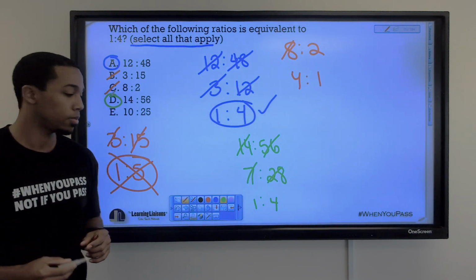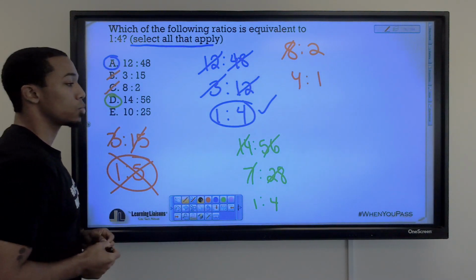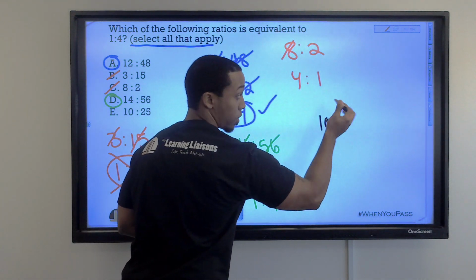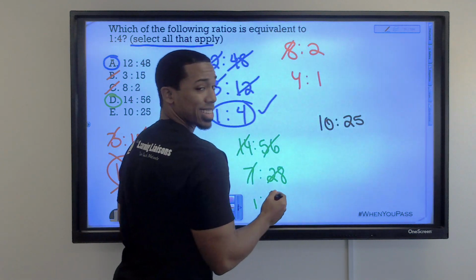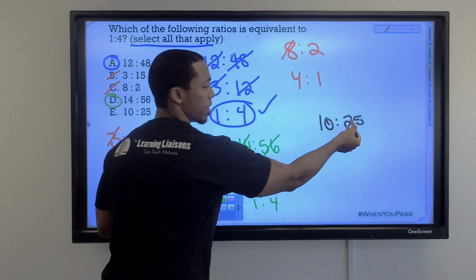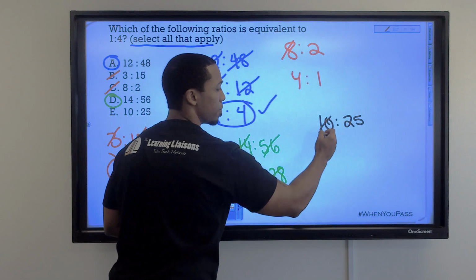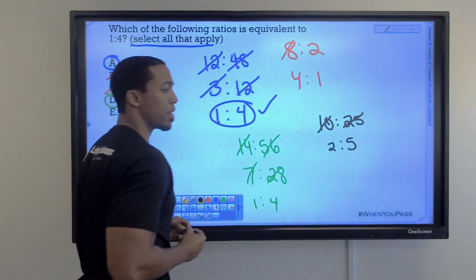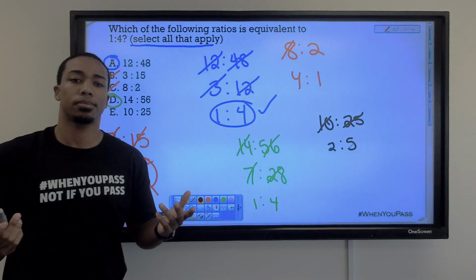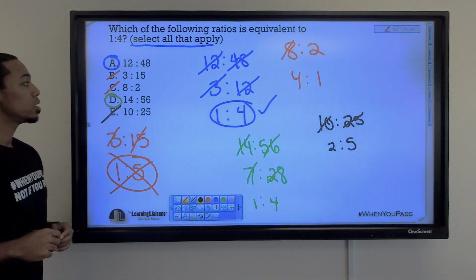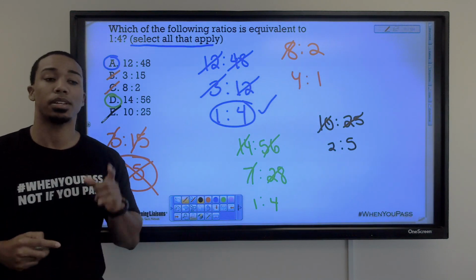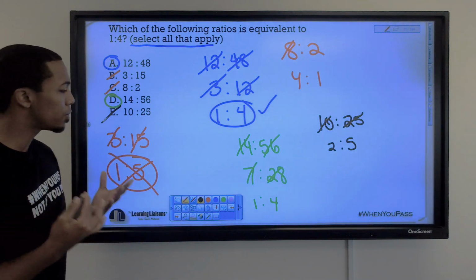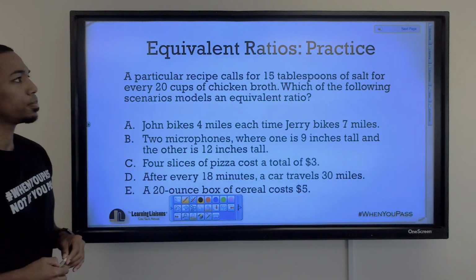Now let's take a look at E. Let's use black here. 10 to 25. Is 25 10 times 4? I don't think so. Let's go ahead and prove it though. What do they both have in common? Well, they both have a 5 in common. Divide both by 5. And we get 2 to 5. That's as close as we can get. E is not the answer choice. So, finally, that took a while, but A and D are the correct answers. Hopefully that gives us a better understanding of ratios. Let's go ahead and move right along here.